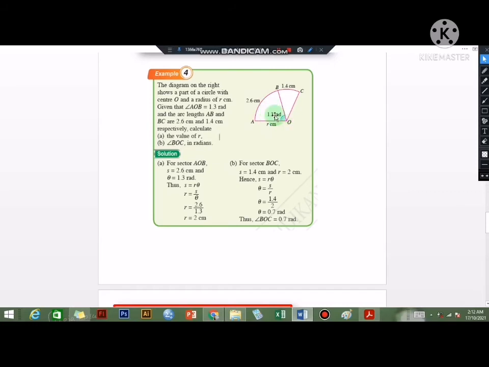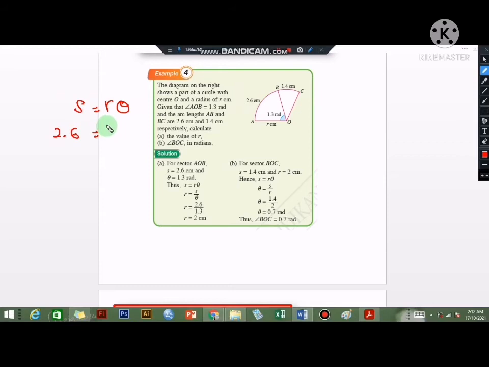The angle is already given to you, and the arc length S is also given, which is 2.6. So now you just need to use the formula S is equal to R theta. We want to find the value of the radius. The length of arc is already given, which is 2.6.